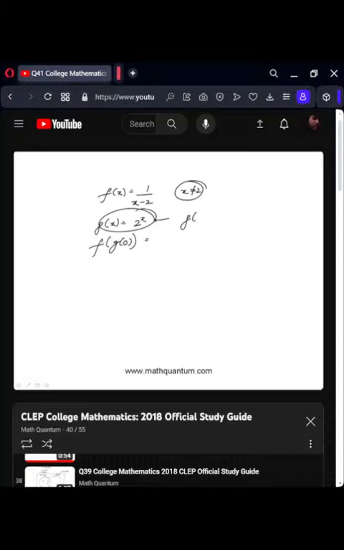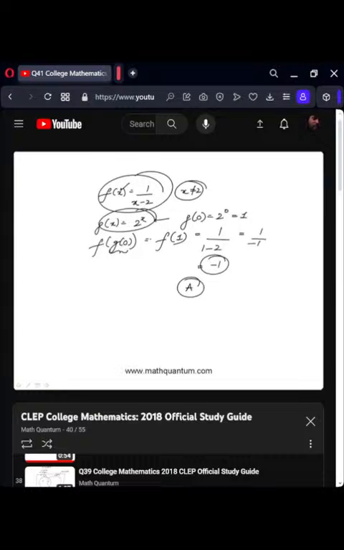So first we can compute g of 0. The input is 0, so that's 2 to the 0, which is 1. This becomes f of 1 because g of 0 is 1, and we can use that rule with the input x being 1, so f of 1 would be 1 over 1 minus 2, 1 over minus 1, which is minus 1. Answer choice.